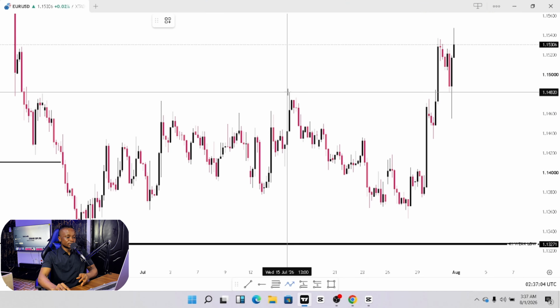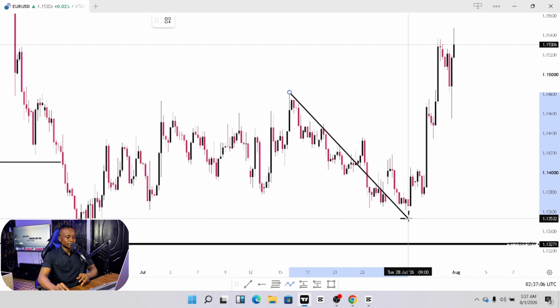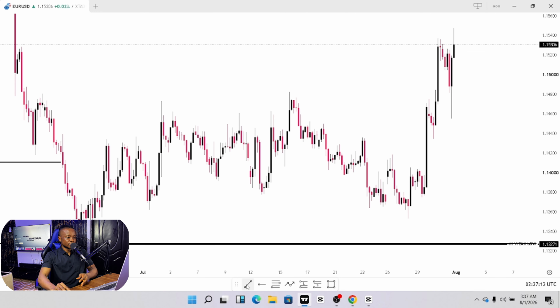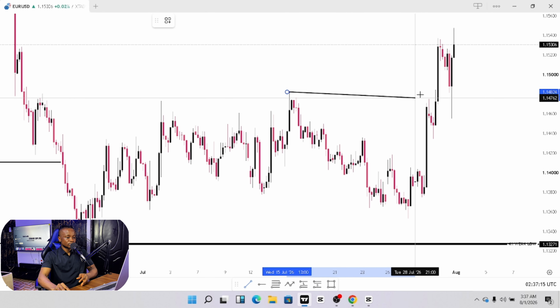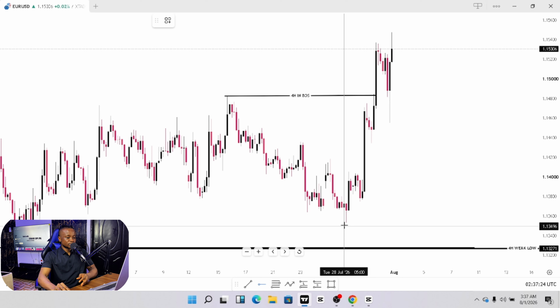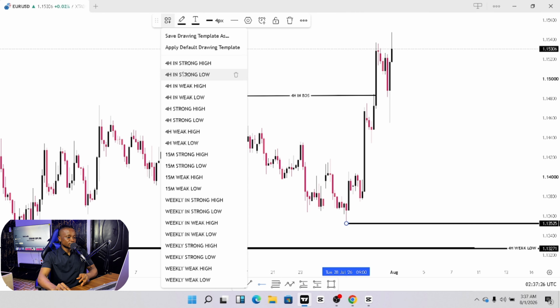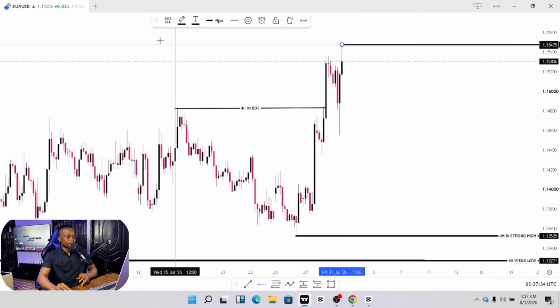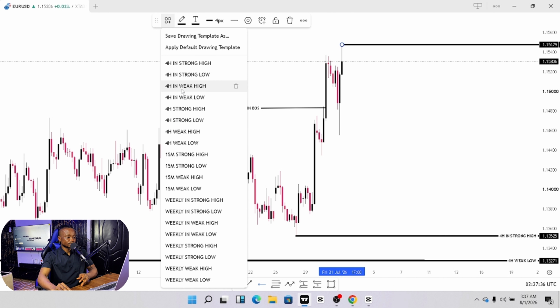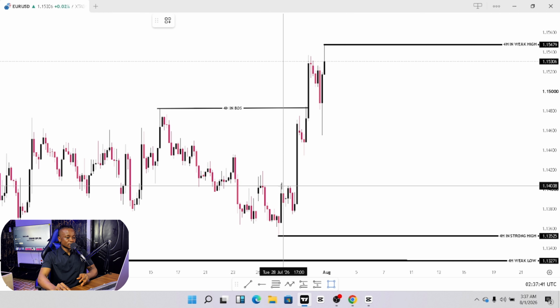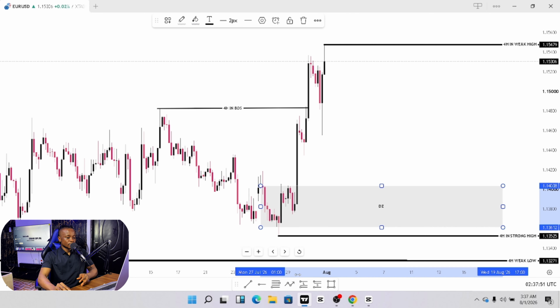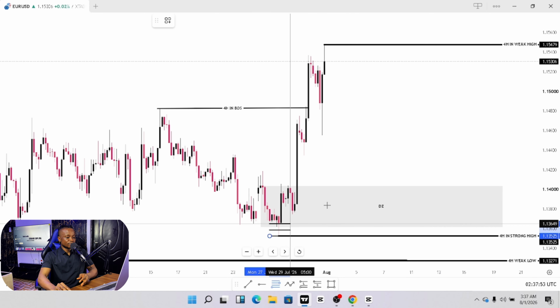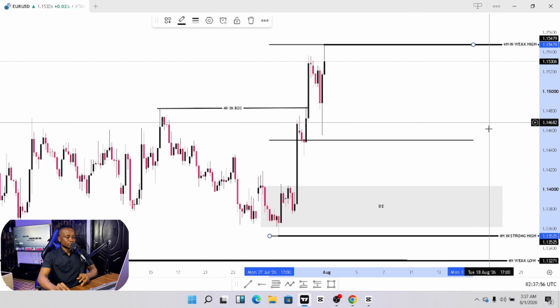You can see Euro USD substructure pulled back here, swept all these lows and broke structure to the upside, okay. Now this is a break of structure, and this becomes our strong internal low. Then currently this is our weak internal high. So this will be our demand zone. And if I plot my fib from point A to point B.